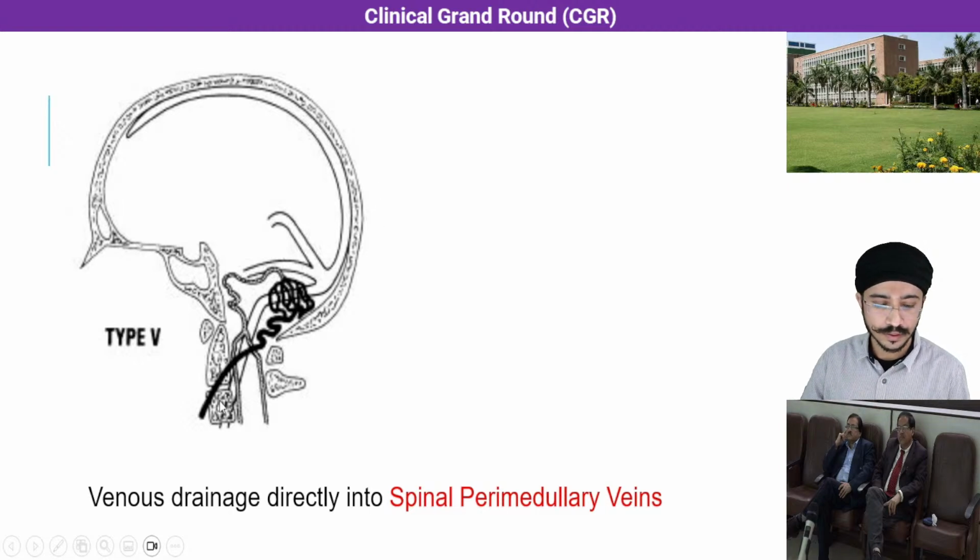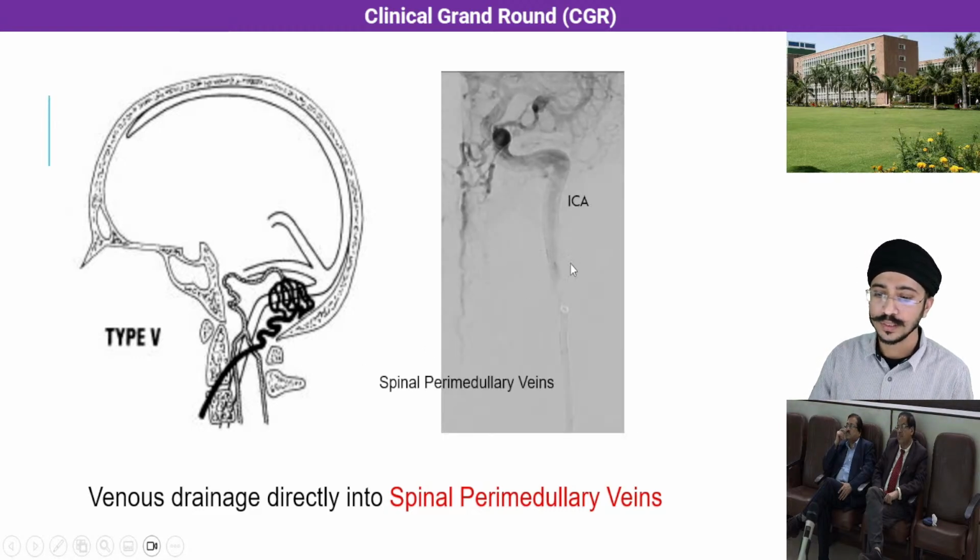In type 5, the fistula is directly draining into the spinal perimedullary veins, and hence the patient can present with the features of congestive myelopathy. In this ICA run, we can see the fistula directly, and we can see opacification of the spinal perimedullary veins due to the reflux into the veins. So this is type 5 Cognard fistula.